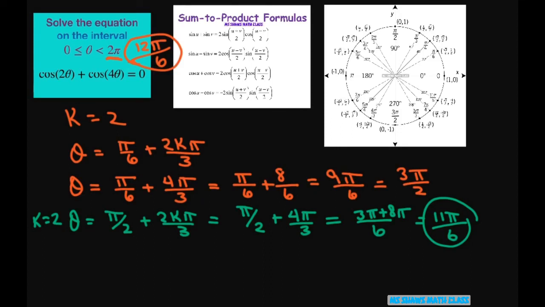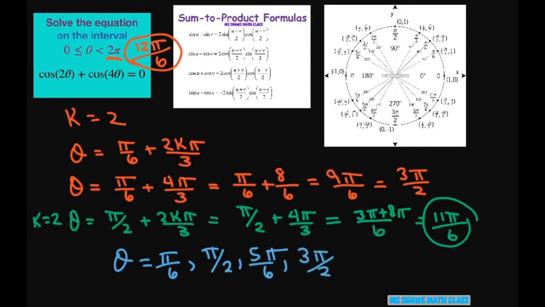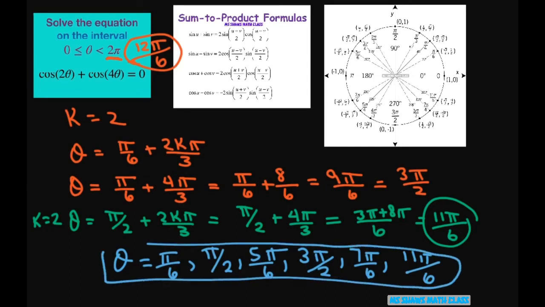So your total solutions are, I'm just going in order, you don't have to: pi divided by 6, pi divided by 2, 5 pi divided by 6, 3 pi divided by 2, 7 pi divided by 6, and 11 pi divided by 6. And that is your total solutions. How many is that? 1, 2, 3, 4, 5, 6. There were 6 solutions to this.